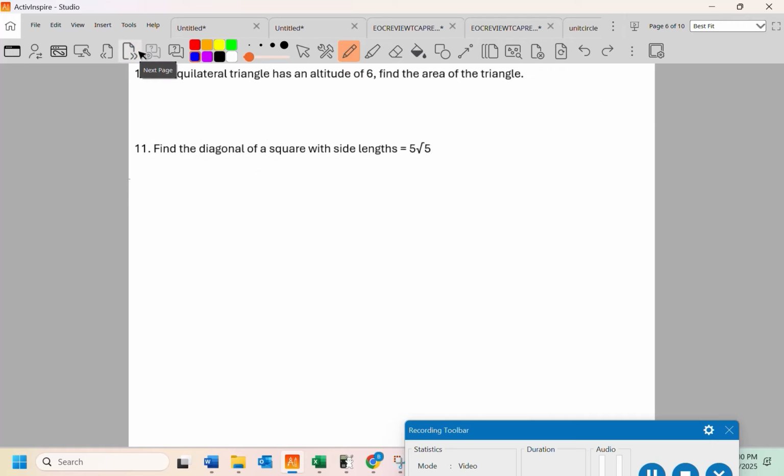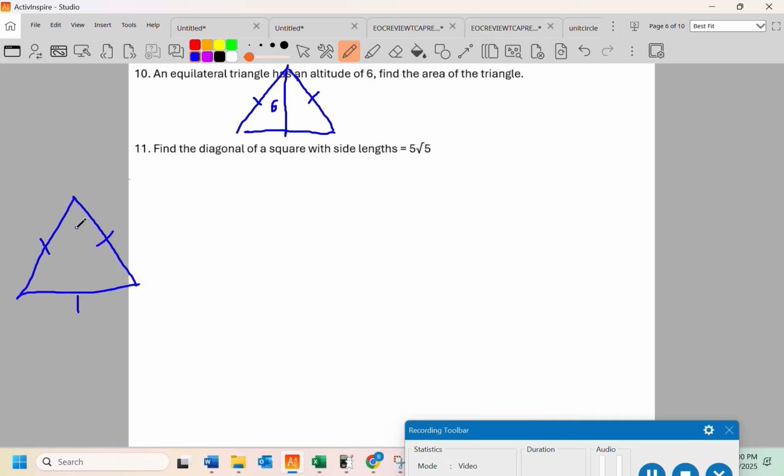Number 10, an equilateral triangle has an altitude of 6. Find the area of the triangle. So she is equilateral. That means that all three sides are the same. And altitude is the height, and it's 6. Now, what's cool about an equilateral triangle is since all three sides are the same, all angles must be the same, and they're all 60 degrees.